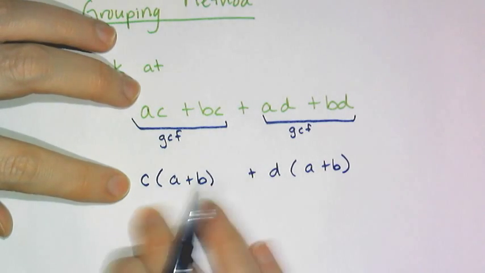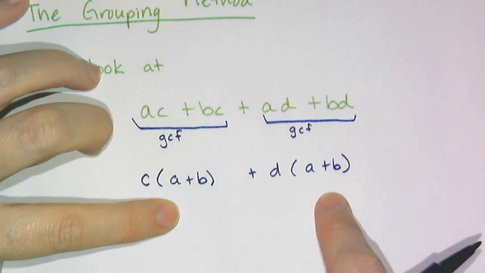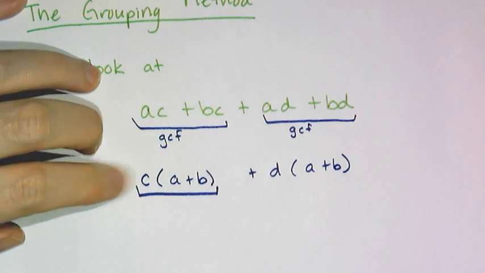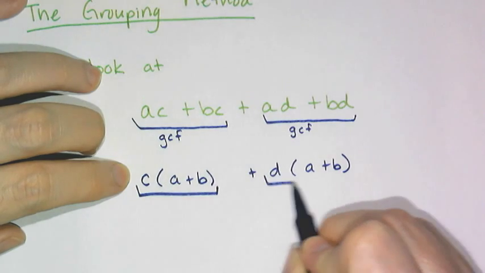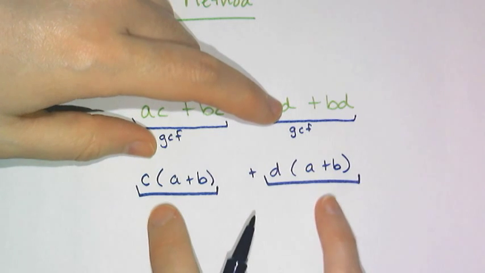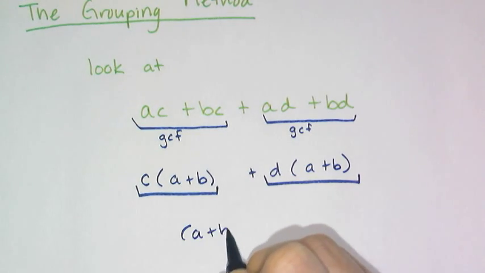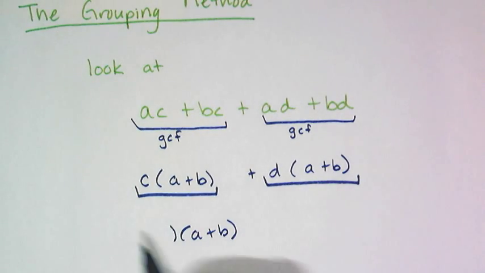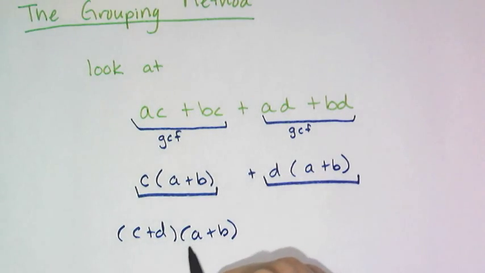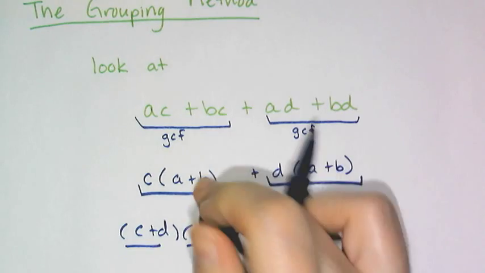Now if I look at these 2 pairs and see what these 2 pairs have in common, they both have an A plus B in parentheses. So one factor of this expression is A plus B, the other one's C. And one factor of this expression is A plus B, the other one's D. And what do these 2 chunks or groups have in common? Well, they have the factor of A plus B. What did A plus B get multiplied by? Well, it got multiplied by C, and it got multiplied by D. So this A plus B is what these 2 groups had in common, and these were the GCFs.